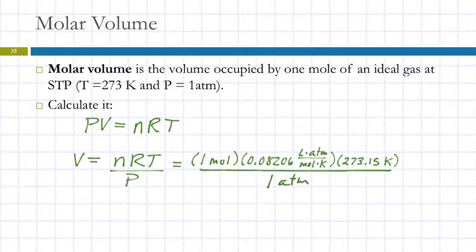So we do the math here. We have 0.08206 times 273.15. So the volume equals 22.414689 is what my calculator says, and that would be liters. So doing it this way, we've got 4 significant figures, and so it would be 22.41 liters.